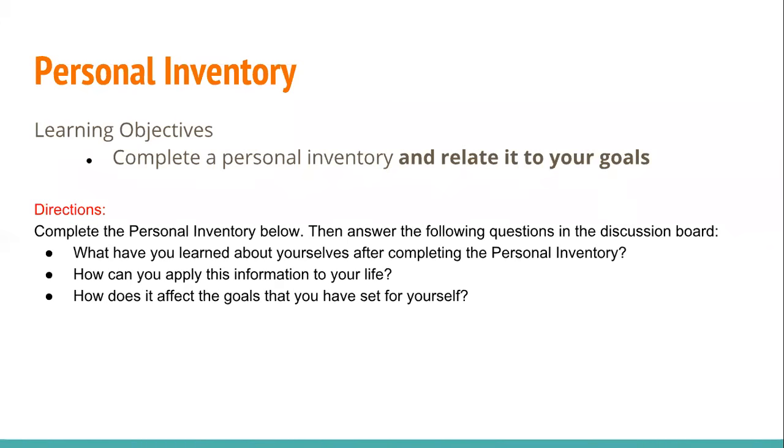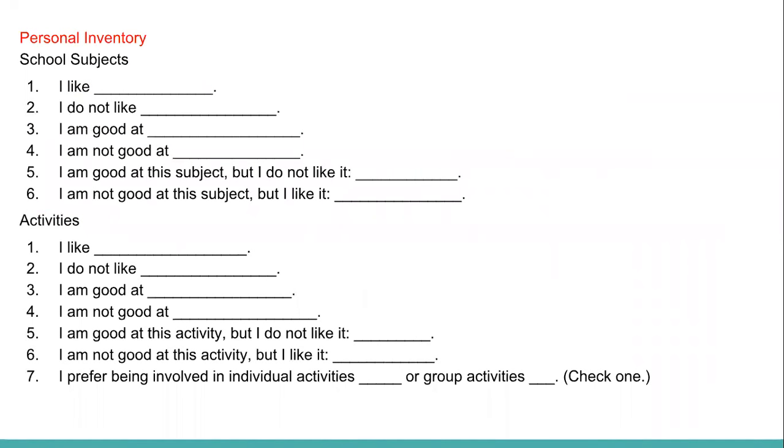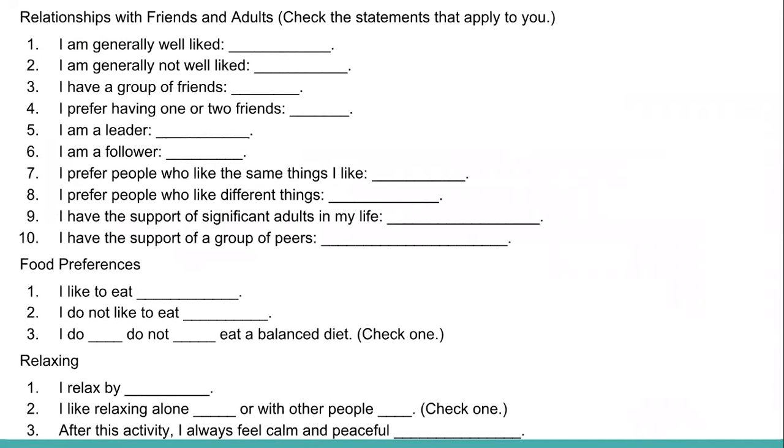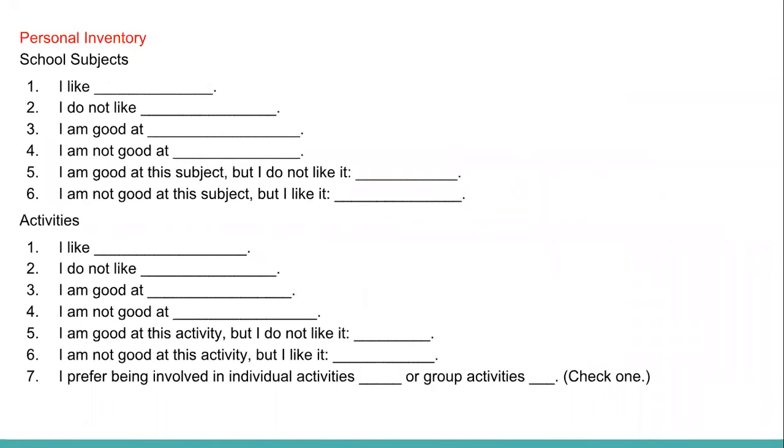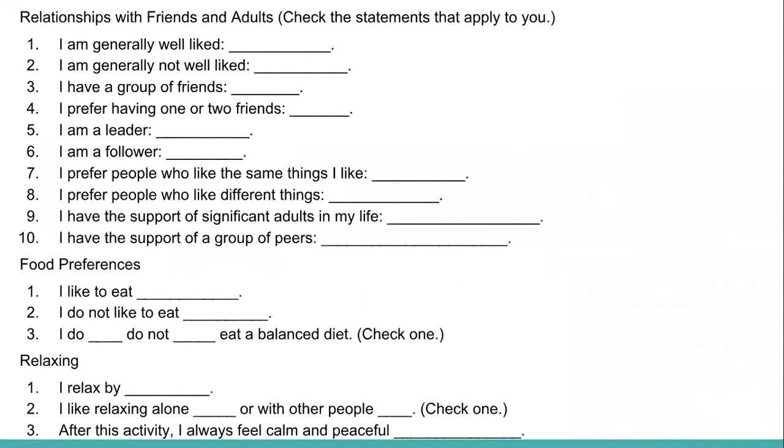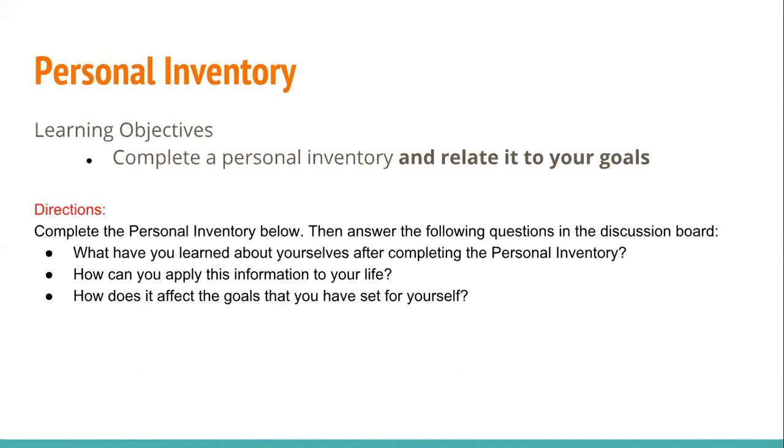So the personal inventory looks like this, and it is broken up into different categories, and it has you go through and just answer these questions. Things that you like, things that you dislike, things that you think you're good at, things that you think that you're not good at. And just kind of go through and take an inventory of yourself. And some of these things you think about all the time, and some of these things you might not necessarily think about.